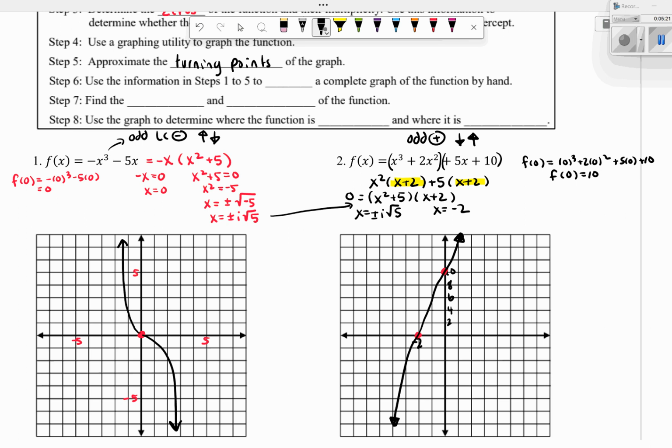We're going to use the information in steps 1 to 5 to draw a complete graph of the function by hand, which we already did, and then we're going to find the domain and range of the function and use the graph to determine where the function is increasing and where it's decreasing.